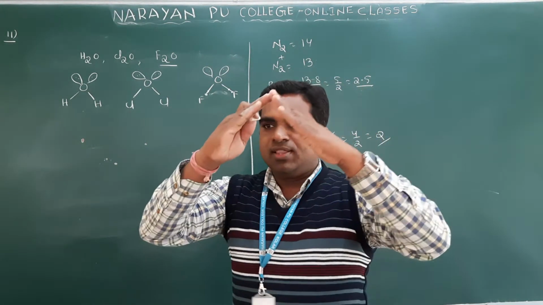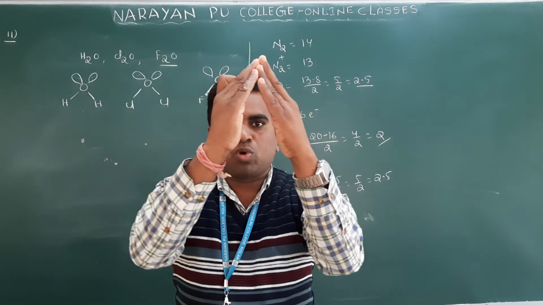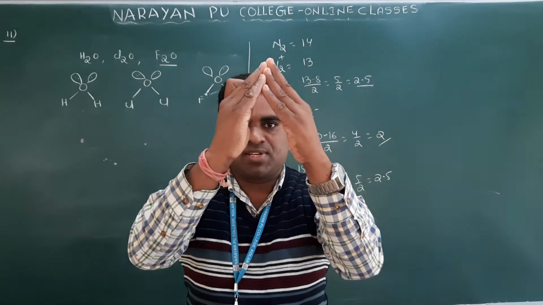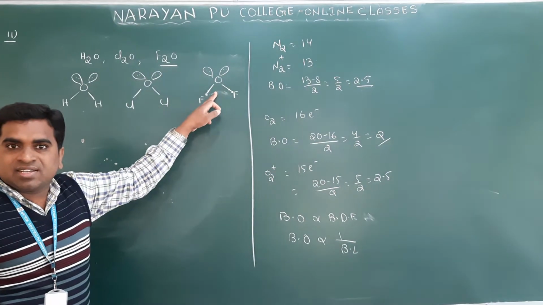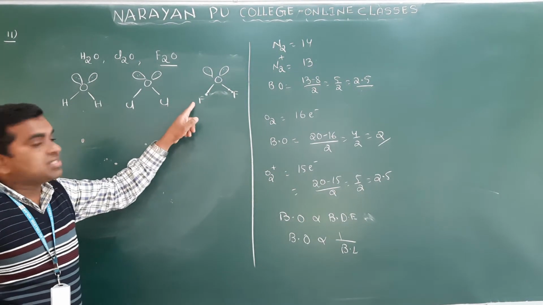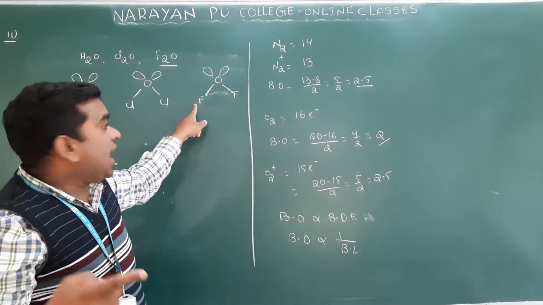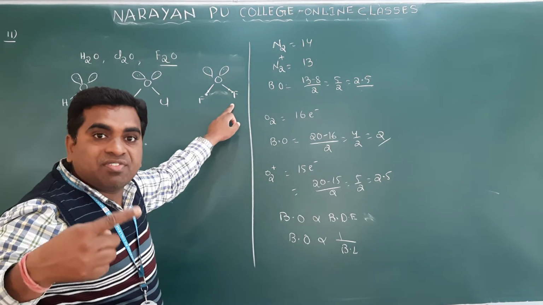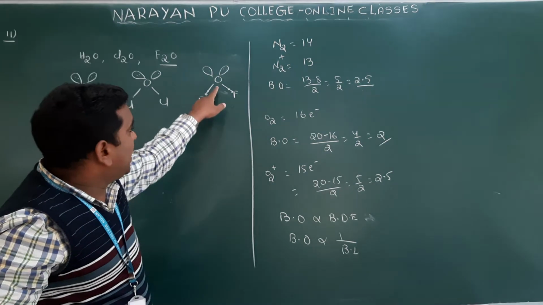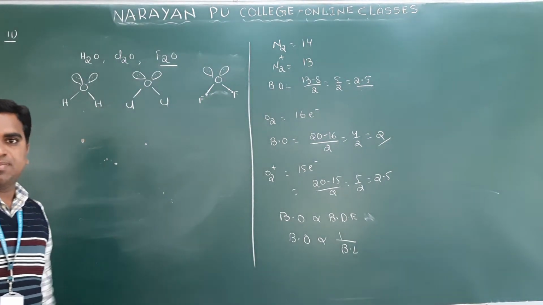So that's why these two fluorine atoms come close until they experience the repulsions. Come close means what will happen? Bond angle will be less. Got my point? As I already mentioned previously, as the electronegativity of the surrounding atoms increases, bond angle decreases.